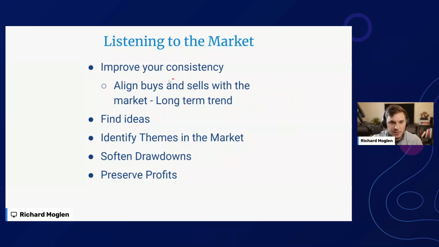So in order to improve your consistency, you basically want to align your buys and sells with the market, with that longer term weekly trend. This can also help you find ideas. If you focus on stocks that are just starting stage 2 uptrends, those are stocks that could have really interesting fundamental things going on, that are going through exciting themes.